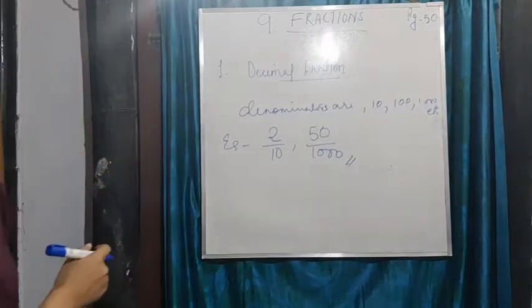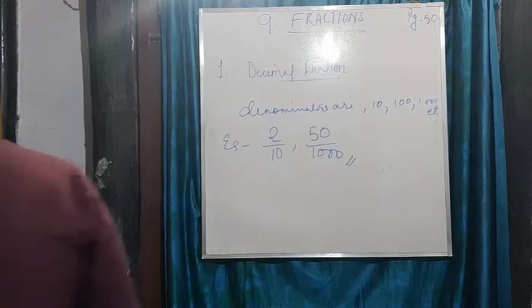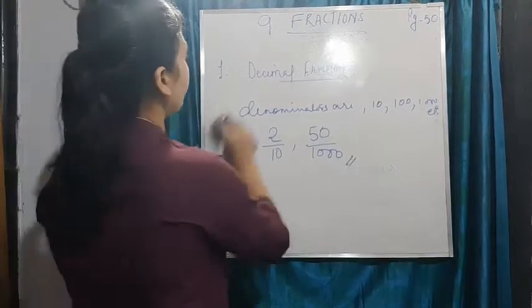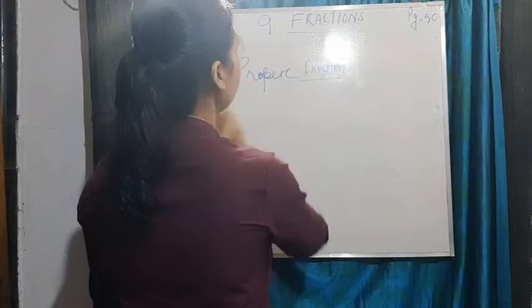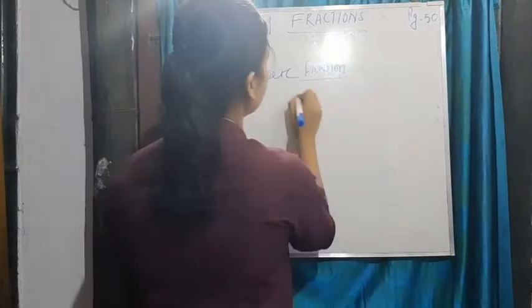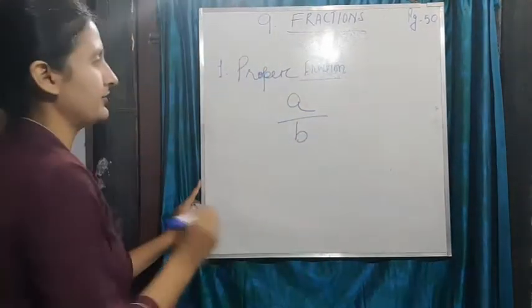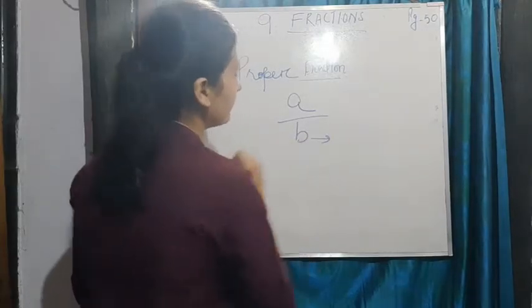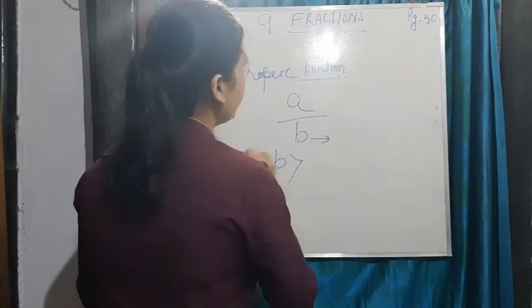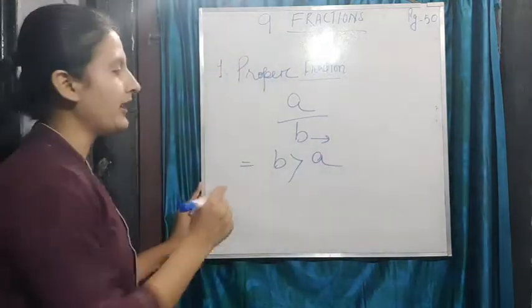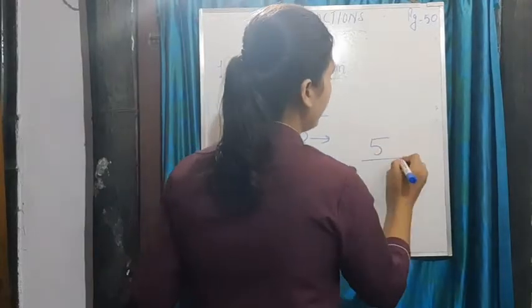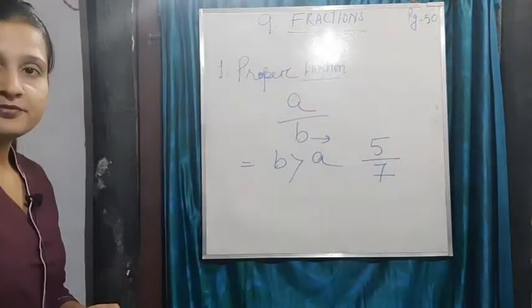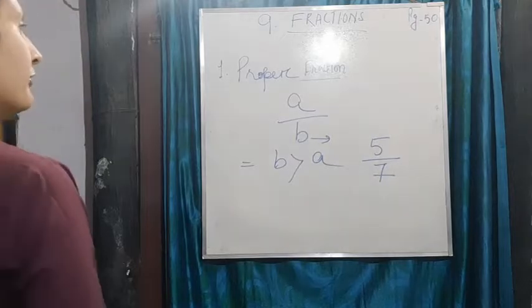Okay, the next one is your proper fraction. In proper fraction, suppose a by b is the proper fraction, right? Here b, which is the denominator, should be greater than a. When b is greater than a, it is said to be a proper fraction. For example, 5 by 7. So 5 by 7 is a proper fraction.